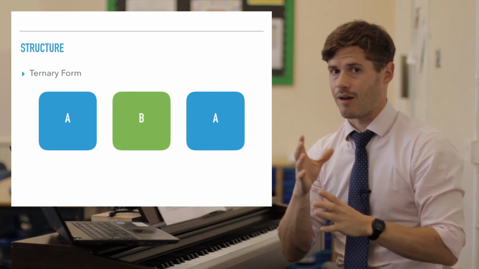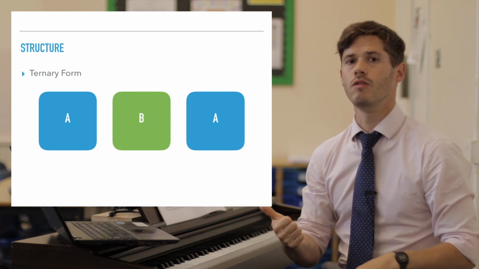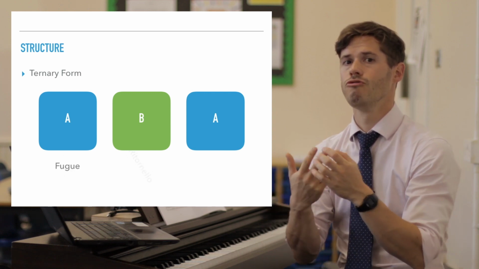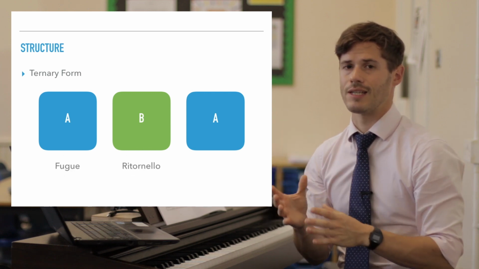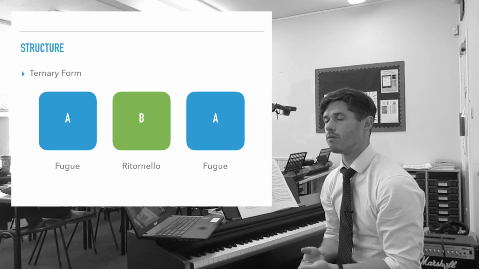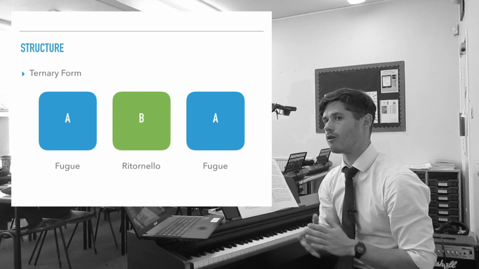Now, within that, we've got some other structures. As well as ternary form, you need to remember fugue and then ritornello. So the A sections are structured in fugal form, and then our B section is a ritornello structure.